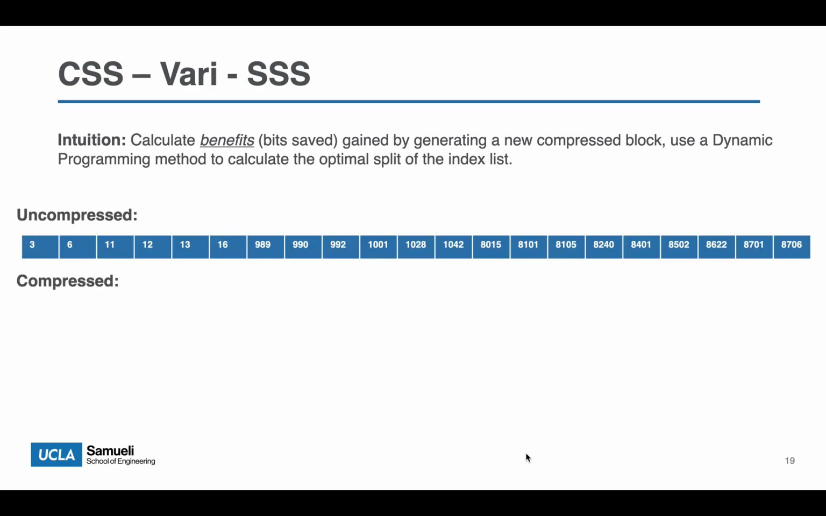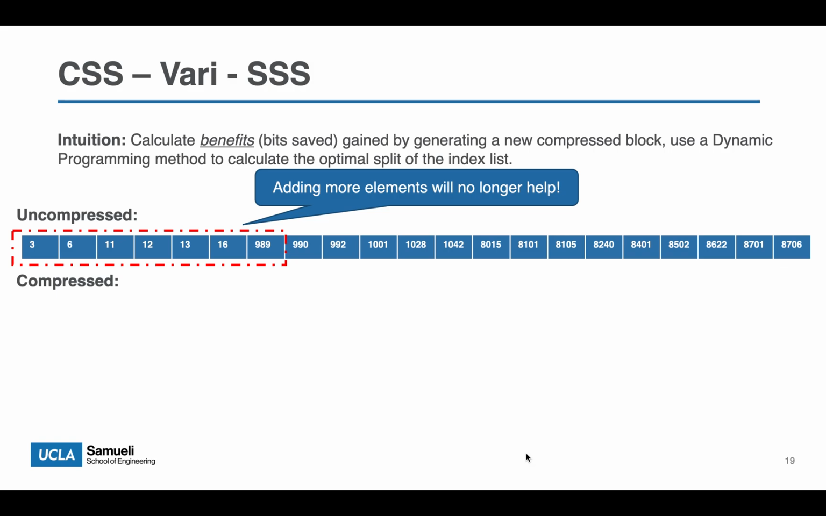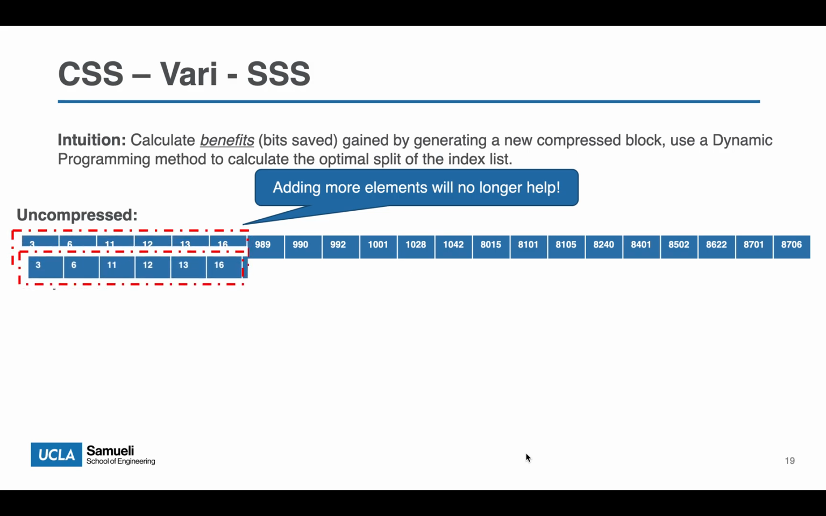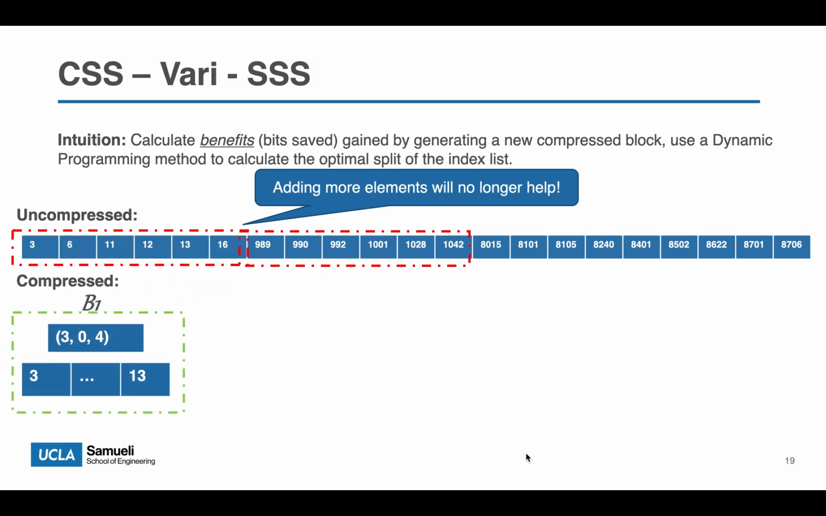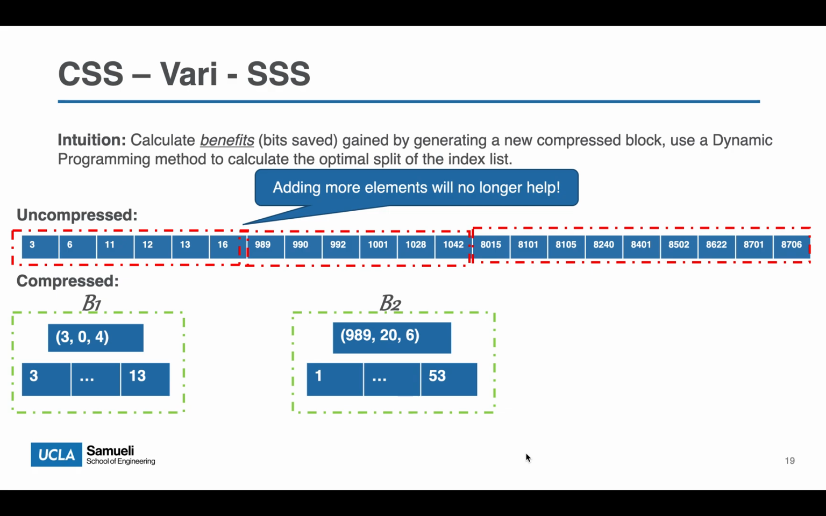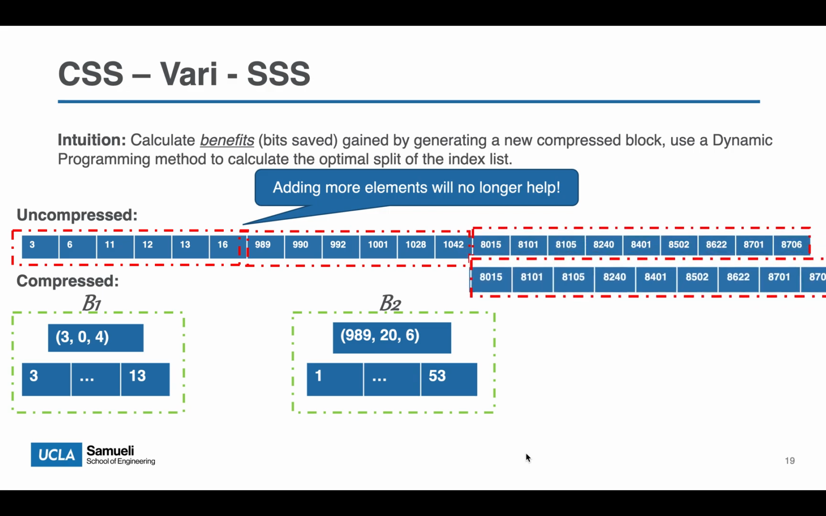More specifically, let's look at the same example. Here, let's say we're at the element 16 and we ask a question: shall we include more elements? The DP method will try different things and tell us that adding more elements will no longer help, and it will incur overhead, so there will be no optimal split. As a result, CSS-Vary will just compress the first 6 elements into the compressed block B1, and it will compress the next 6 elements into B2, and it will compress the rest of the elements from 1850 to 8706 into the final compressed block.